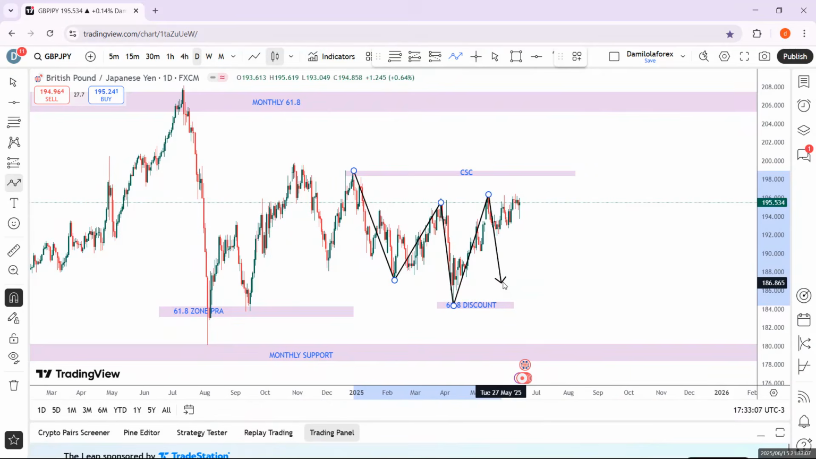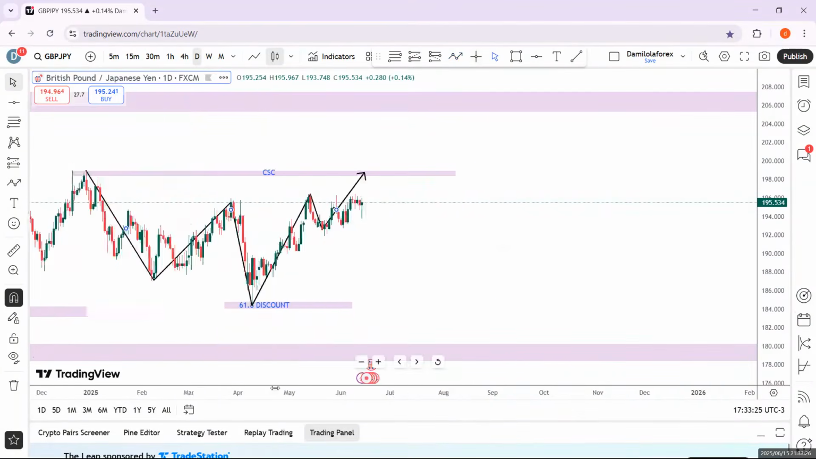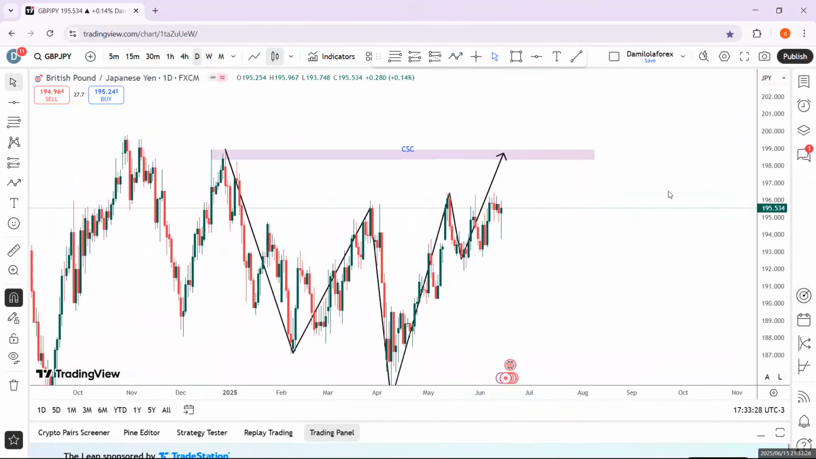Instead of price coming down to the 61.8, and this is a concept I've talked about, especially with a wide break of structure, instead of price coming down to the 61.8, price can find a resistance level and turn that resistance to a support level, and from there take off back to the top. So that was the fate of GBP JPY in this case.